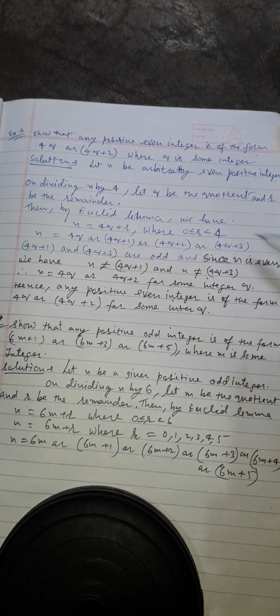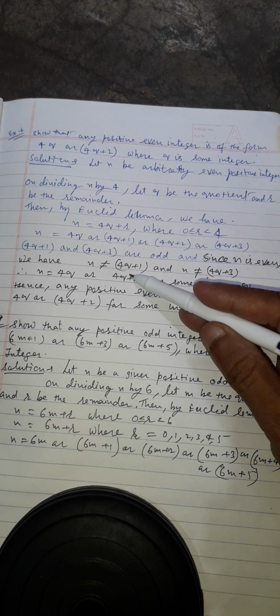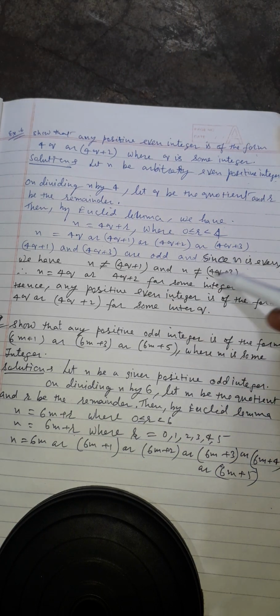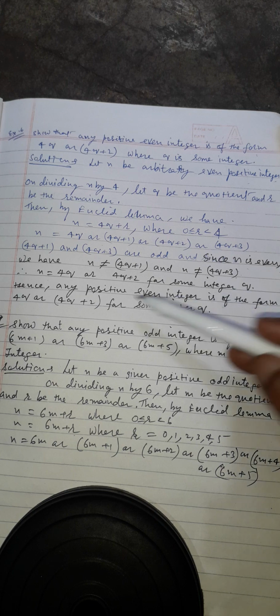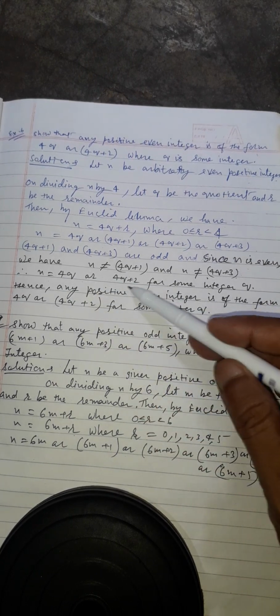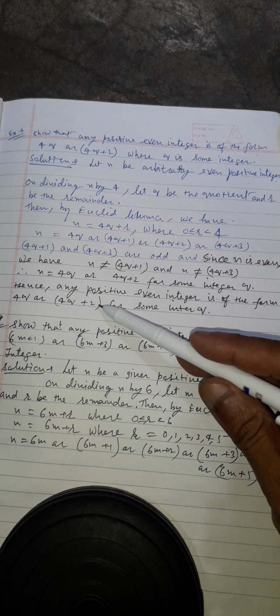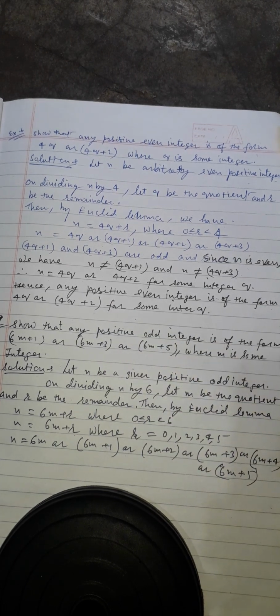4q plus 1 and 4q plus 3 are odd. Since n is even, we have n is not equal to 4q plus 1 and not equal to 4q plus 3. Each and every time, here the concept is based on one thing: if one is not true, then the other is true. You have to learn these things. So n is equal to 4q or 4q plus 2 for some integer q. Hence any positive even integer is of the form 4q or 4q plus 2 for some integer q.